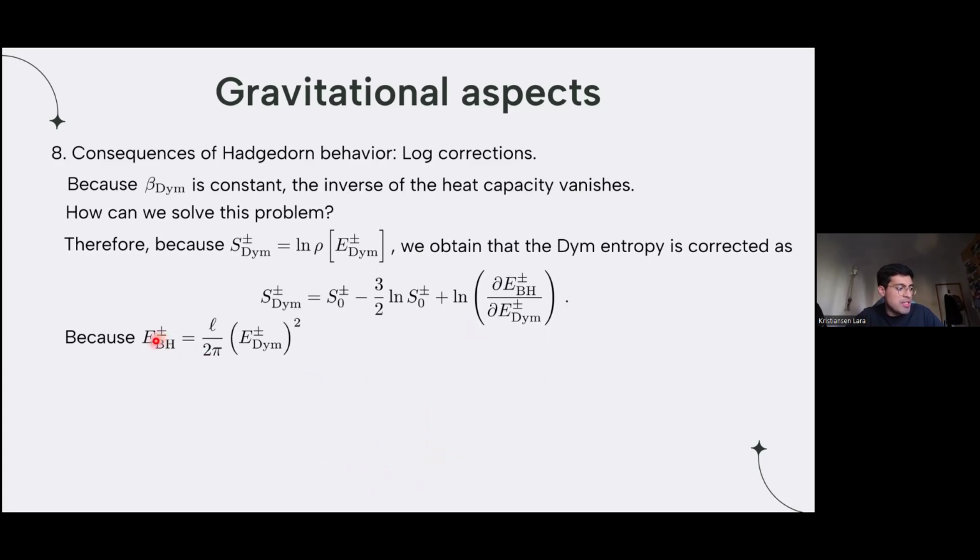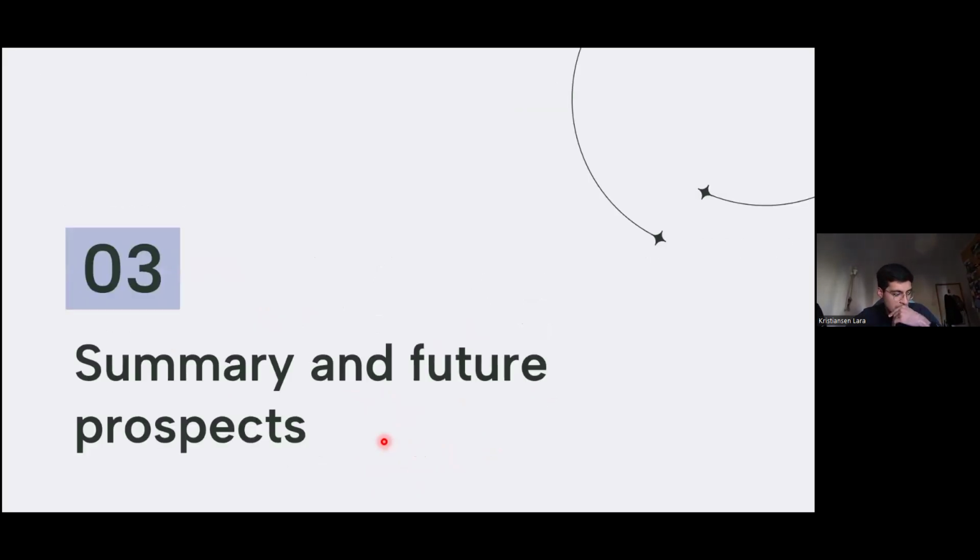As I was saying, because the energy of Brown-Henneaux is proportional to the square root of that of DIM, it is just a subtraction. You can find this expression. Therefore, you find that the Q of DIM is equal to 1. And we were able to compute log corrections to DIM's black hole.